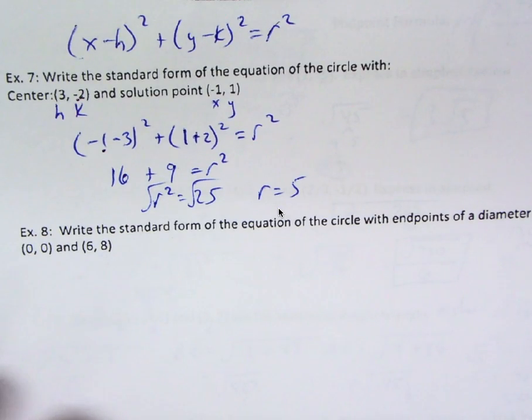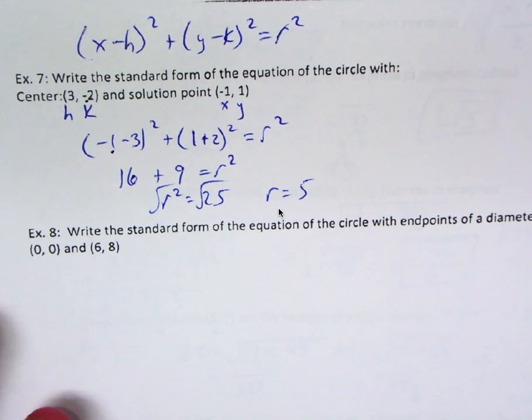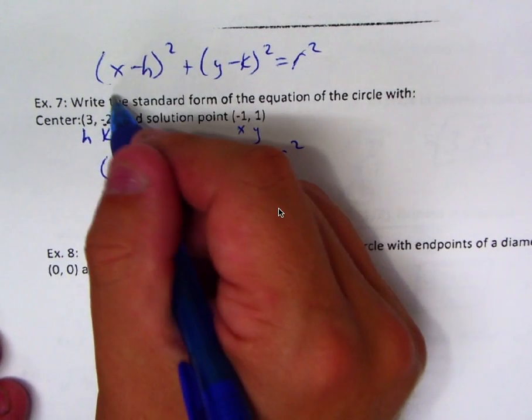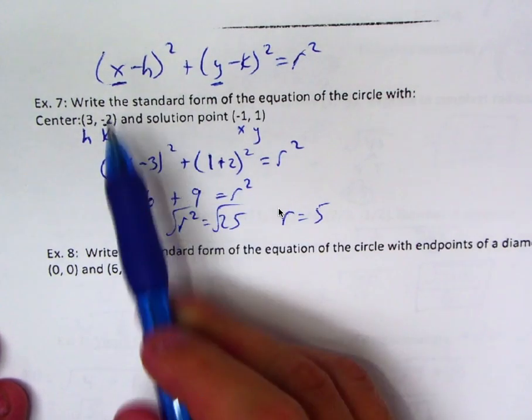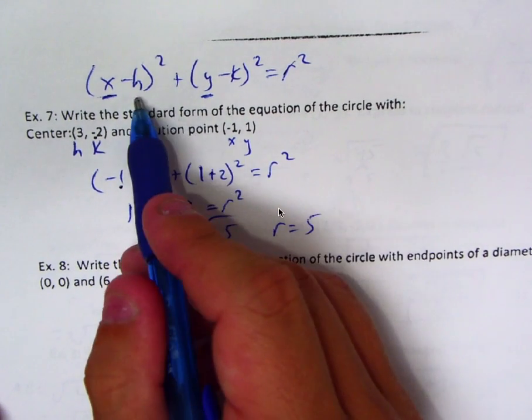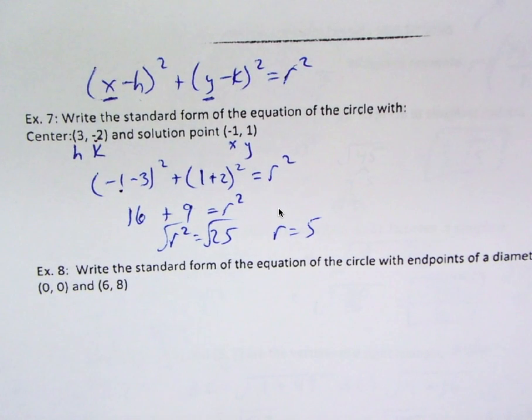Now we can write the equation. An important thing to note, when you write the equation of anything, x and y stay in the equation. You don't replace x and y. We need to replace h, k, and r, or r squared.